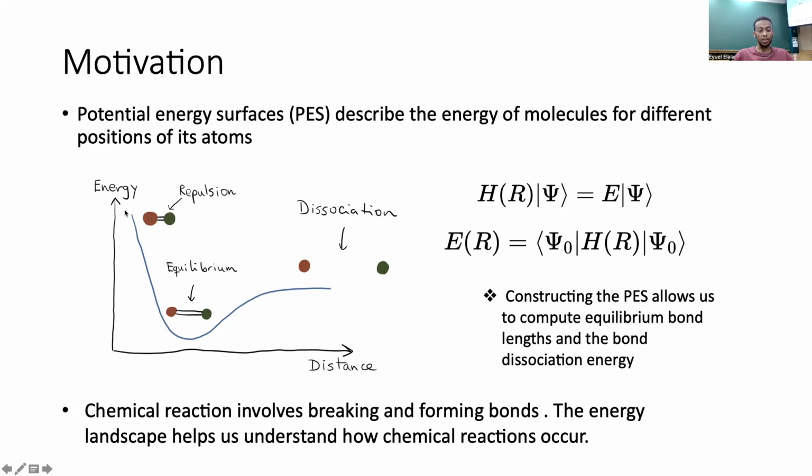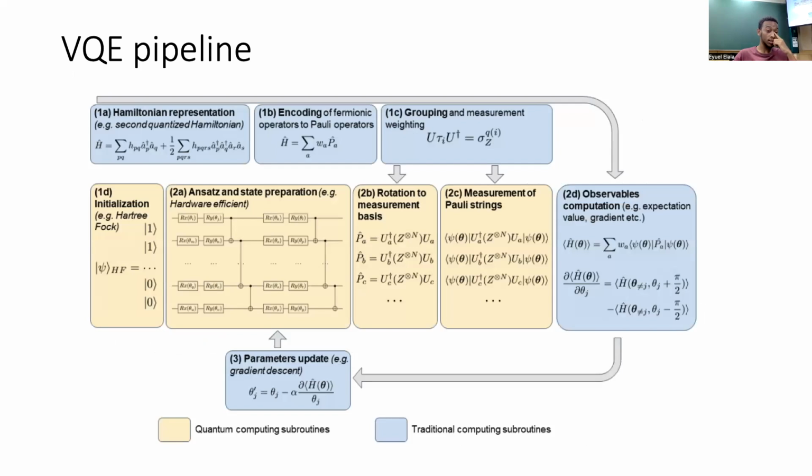So the way we find this energy at this distance is using VQE. Using VQE, you can determine this energy value. So we can plot the whole curve by running the VQE algorithm at different distances. So getting this PES curve is really important, and it has practical applications. Okay, that's it. Let's see the VQE pipeline.